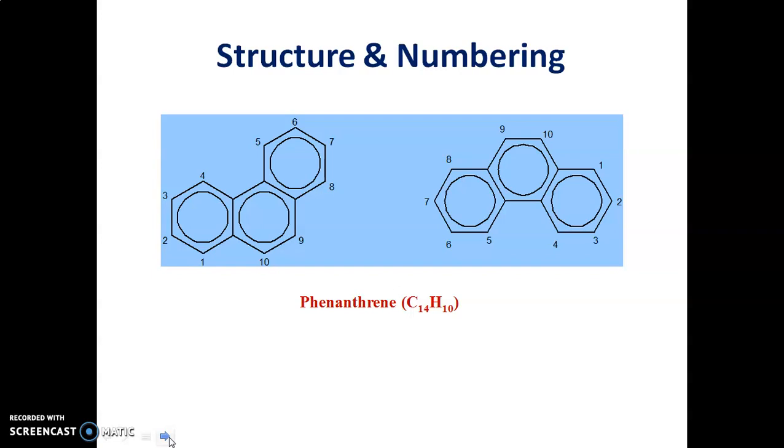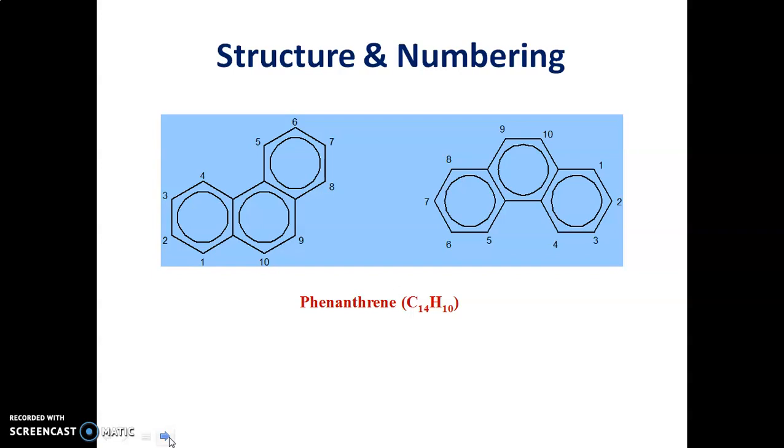The molecular formula of phenanthrene is C14H10. It is isomeric with anthracene. Phenanthrene is a tricyclic fused ring aromatic hydrocarbon. It is a type of angular polynuclear hydrocarbon.